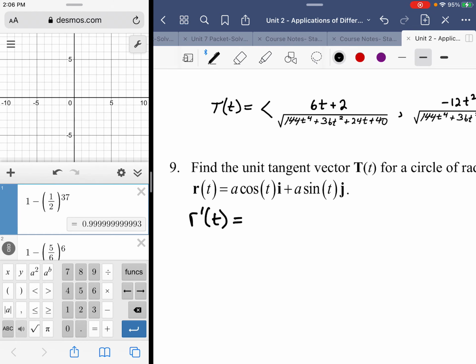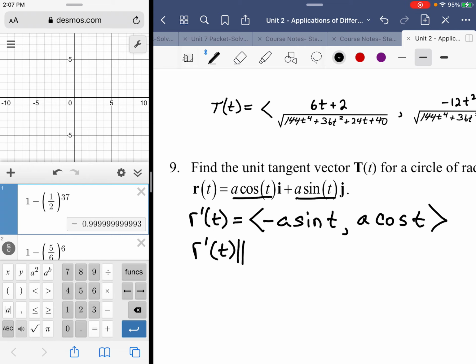I'm going to write it in component form, with these two being our relevant components. So we're looking at negative a sine of t, comma, a cosine of t. We also need the magnitude of those derivatives.